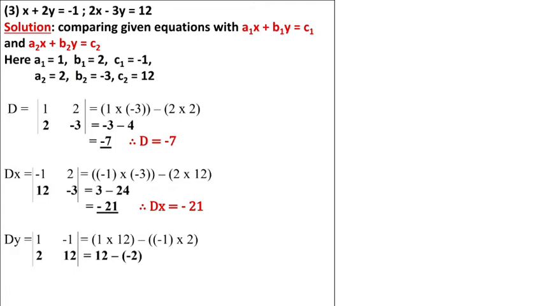For dy we will take what? a1, a2, c1, c2. So 1 into 12 minus 1 into 2. 12 1s is 12 minus 1 2 is 2, but if we have the minus sign, so here our answer is minus 2. We will open the bracket, minus minus become plus. 12 plus 2 became 14. So the dy value we got is 14.